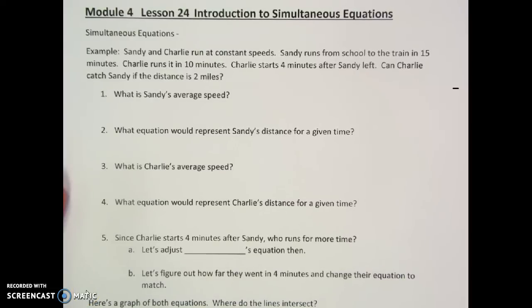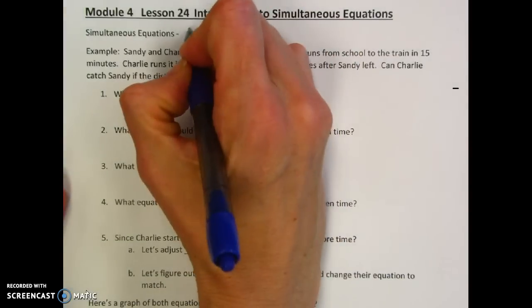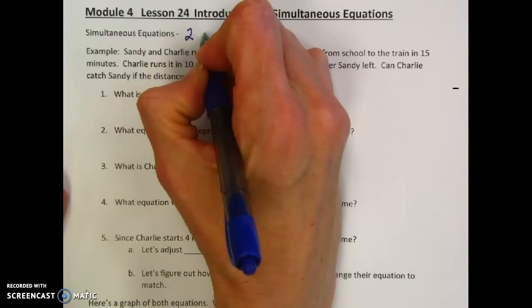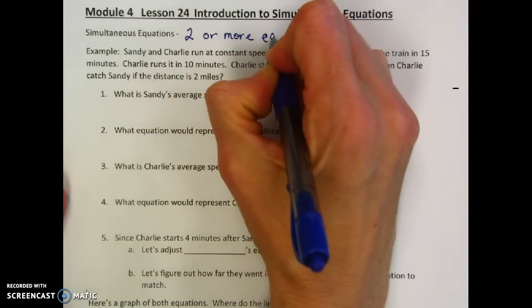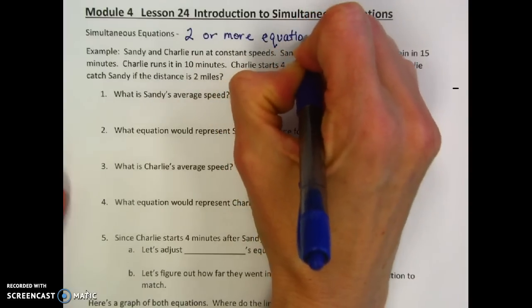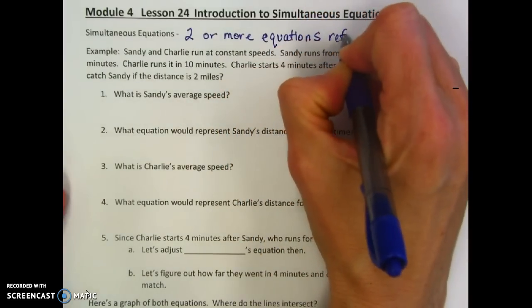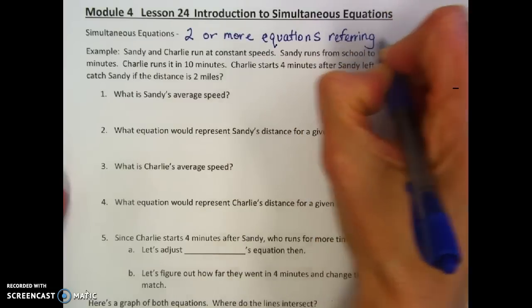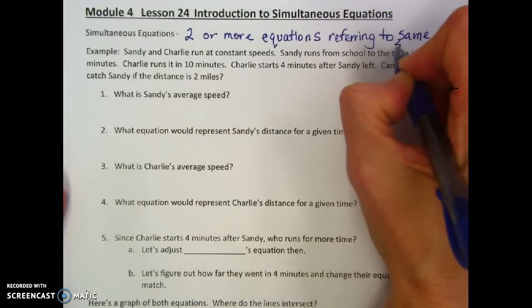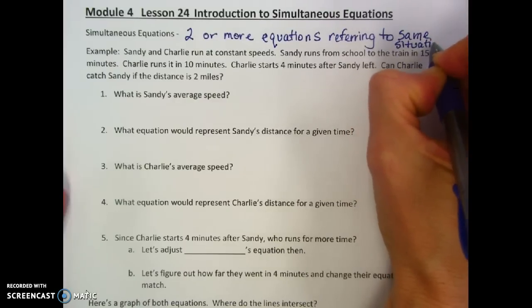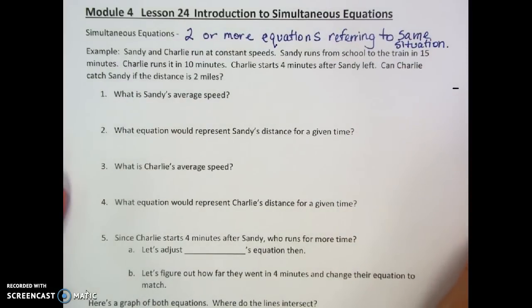Module 4, Lesson 24, Introduction to Simultaneous Equations. Simultaneous equations mean we have two or more equations referring to the same situation. They're going on with the same problem.